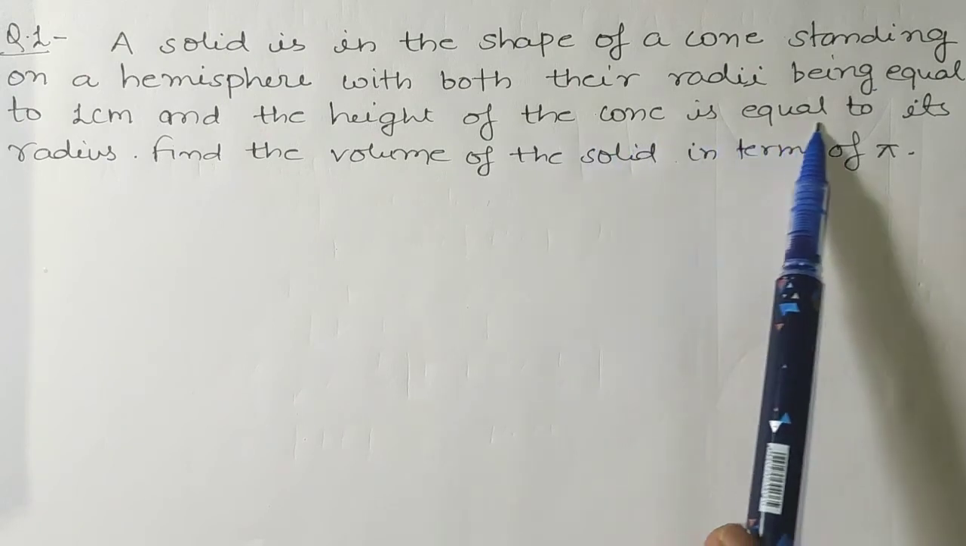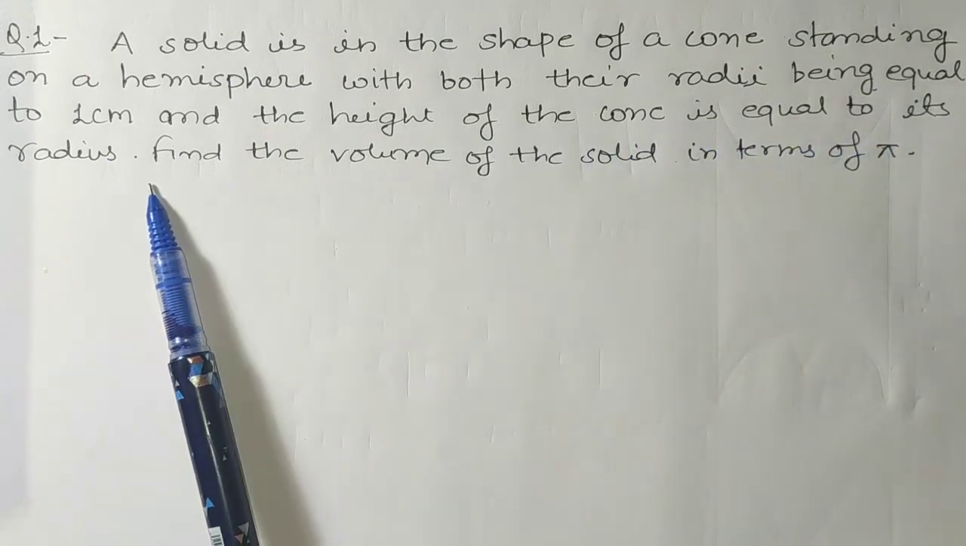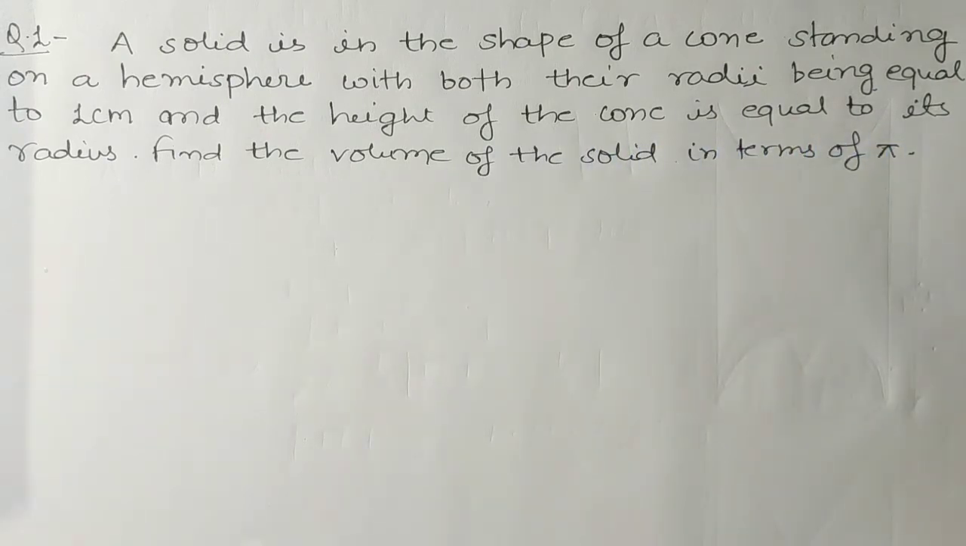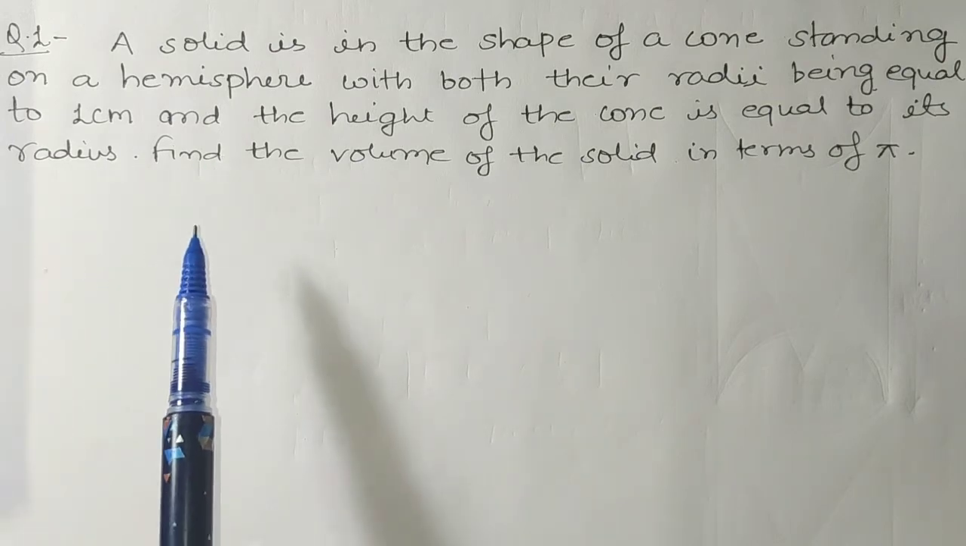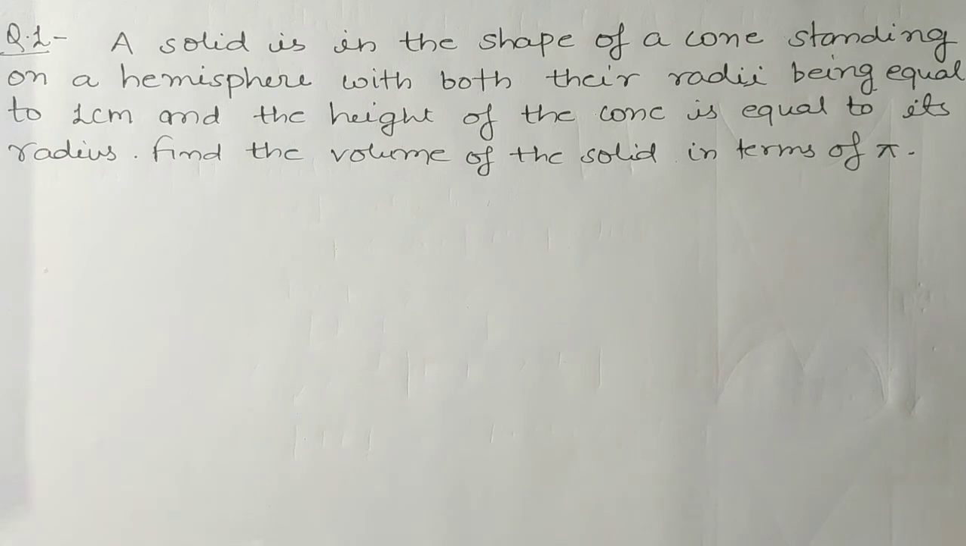And the height of the cone is equal to its radius, means equal to 1 centimeter. Find the volume of the solid in terms of pi. So firstly let us draw the figure of this question.